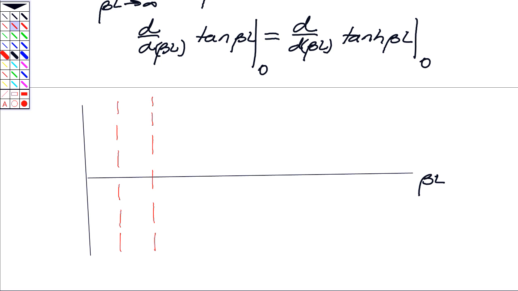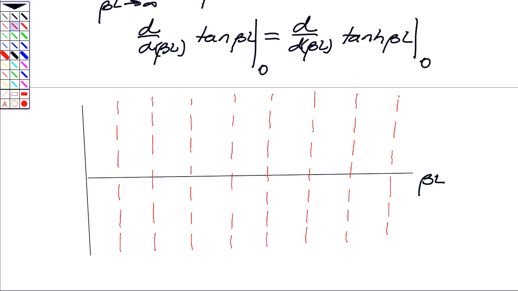So these are lines which correspond to integer multiples of pi over 2. The tan function starts out at 0 and goes to infinity there at pi over 2. Comes in from minus infinity, crosses over at pi, and goes up like this. It's a function that repeats itself like this.